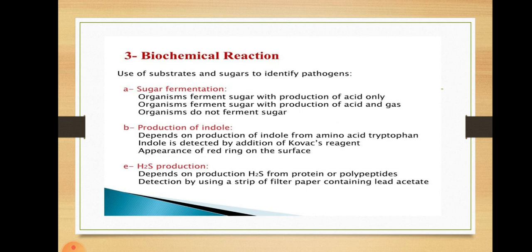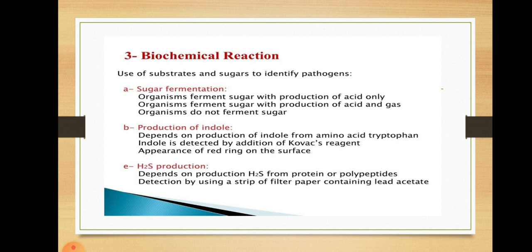The further identification of these microorganisms can be confirmed by biochemical reactions. There are various types of biochemical reactions which have been used to determine the type of microorganism. For instance, sugar fermentation. Organisms fermenting sugar may produce acid only, or acid and gas. Some organisms do not ferment sugar at all and do not produce any acid or gas. So what type of sugar is being fermented by what type of organism can be determined in this particular test.